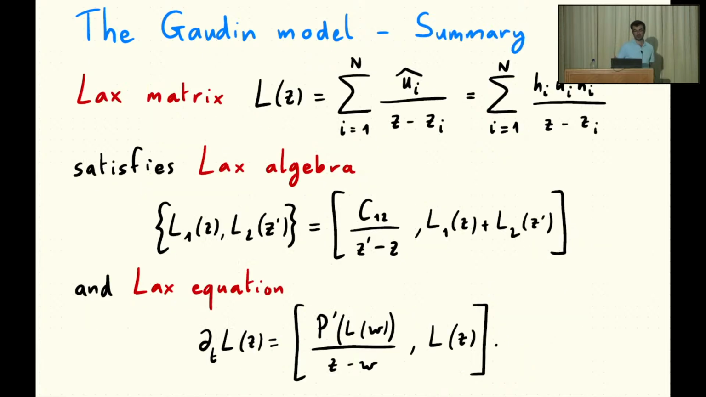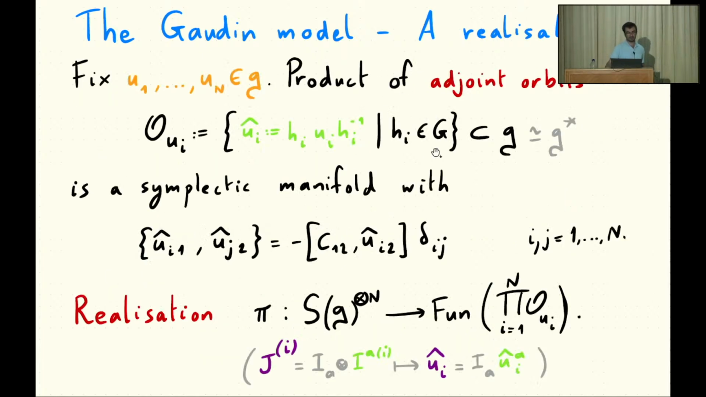What is the difference between this and the previous Lax matrix? So this is just realized concretely in terms of group-valued fields, which parameterize, if you like, the adjoint orbit. So you can think of this H as your dynamical variable of some physical system.